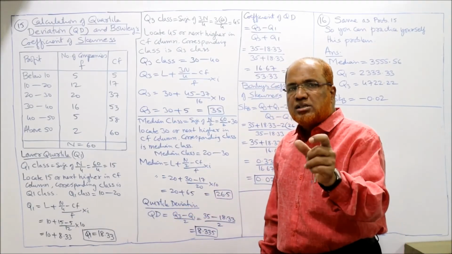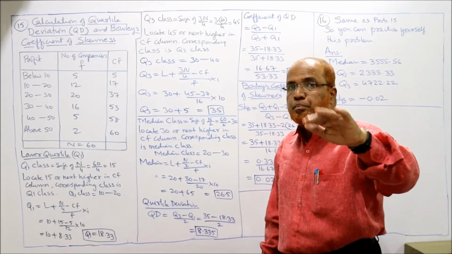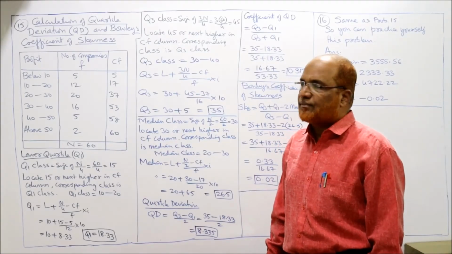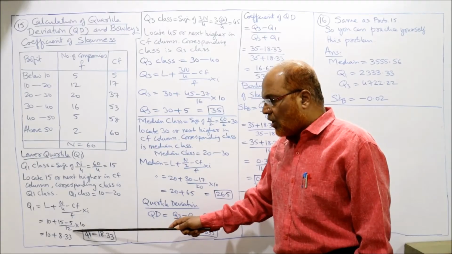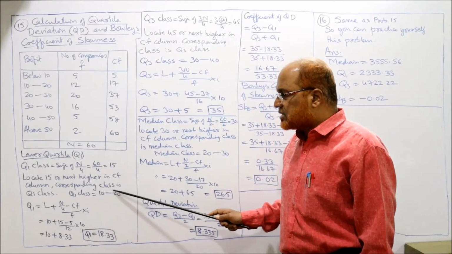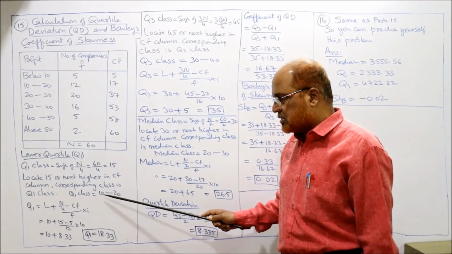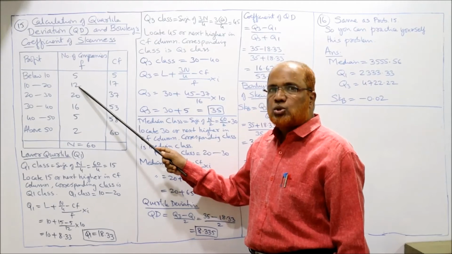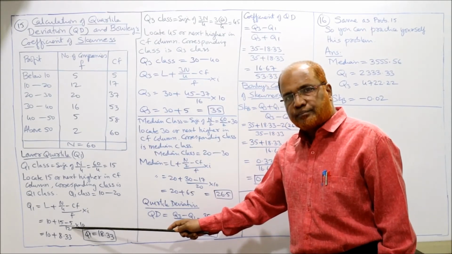तो again I repeat, CF का मतलब cumulative frequency of the class preceding the median class. Median class से पहले वाला क्लास का CF. F का मतलब है frequency of median class. तो median class, frequency of Q1 class. तो Q1 class 10 to 20. तो frequency of 10 to 20, 12. तो F is equal to 12.